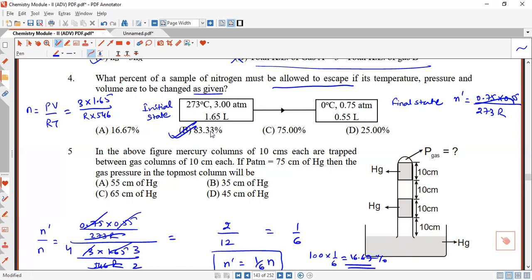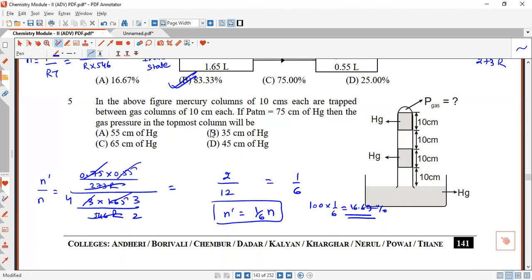Now there is another question, question number 5. In the above figure, mercury columns of 10 centimeter each are trapped between gas columns of 10 centimeter each. This is the gas column, this is P gas, and this is also gas. If P atm is 75 centimeter of Hg, then what is the pressure in the topmost column?